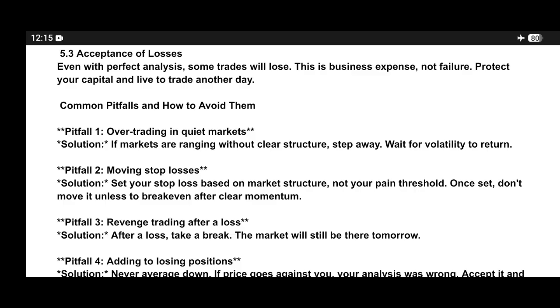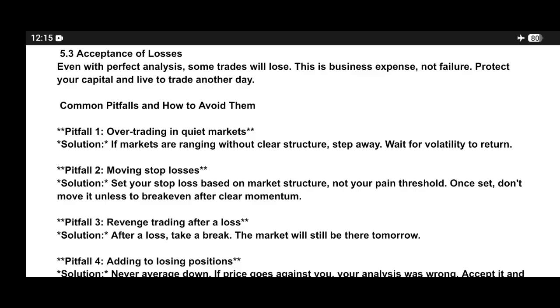If the market is ranging without a clear structure, step away. Wait for volatility to return. I will repeat it again: if the market is ranging without a clear structure, step away from the market. Wait for volatility to return. Then you can trade.